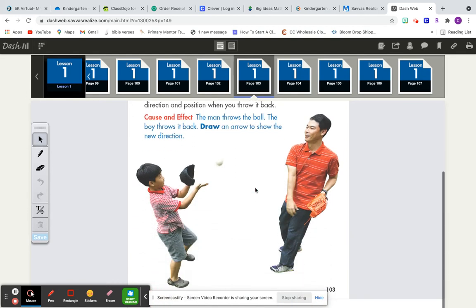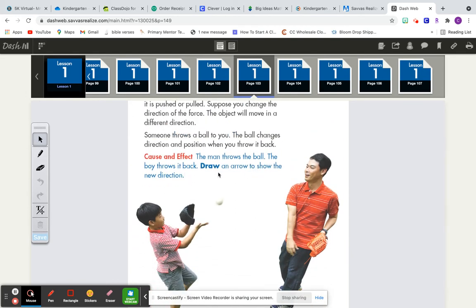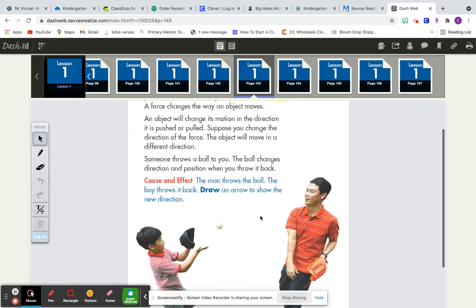All right, so if we look at this cause and effect, the man throws the ball, the boy throws it back. So if you look now, this is where the man is throwing the ball. You can see his arms thrown. So the ball is going, and the boy is about to catch it. The ball is going in this direction, but when he throws it back, it's going to go this direction. So throwing the ball is changing the force, and it also changes the position.